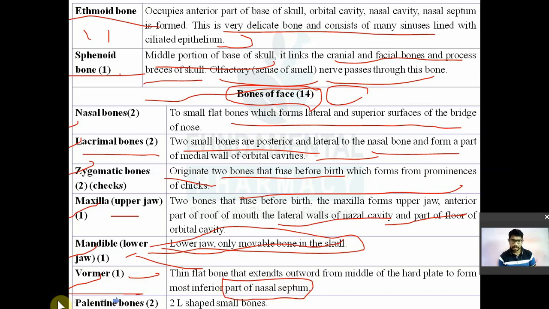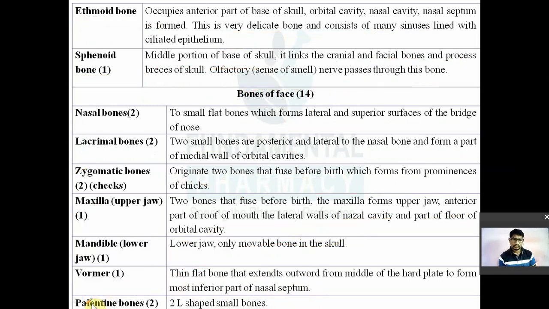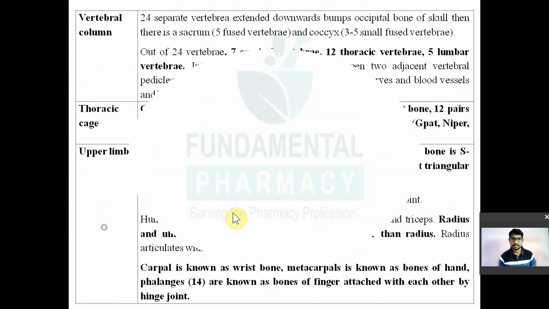Then there are two palatine bones, L-shaped. Two small L-shaped bones known as the palatine. These are the bones of your face. Now there are certain other; these are known as bones of face.